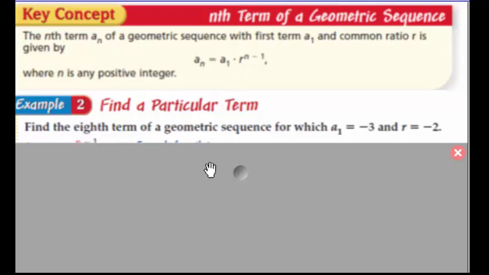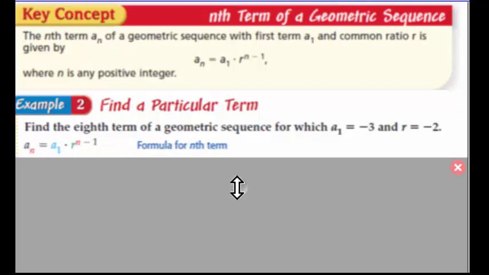Let's take a look at this example here. We know the first term is negative 3, and our common ratio is negative 2. We want to find the eighth term. So we plug in a sub 8 is equal to the first term, negative 3, times negative 2 to the 8 minus 1 power. If you're using a calculator, make sure you put that negative 2 in parentheses so you don't have any sign issues before you raise it to the power.